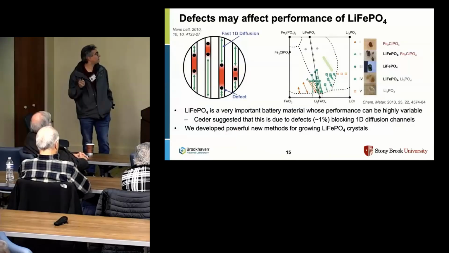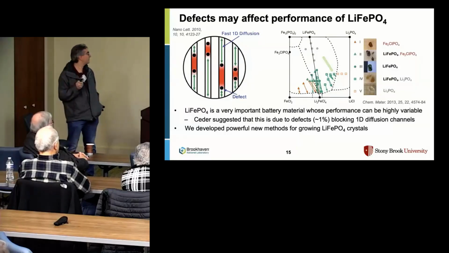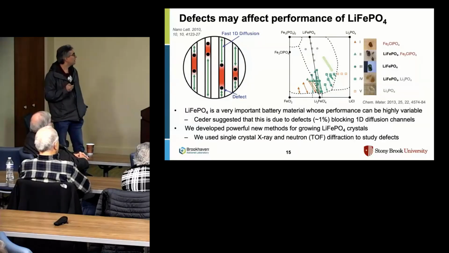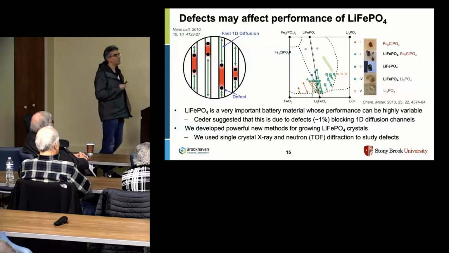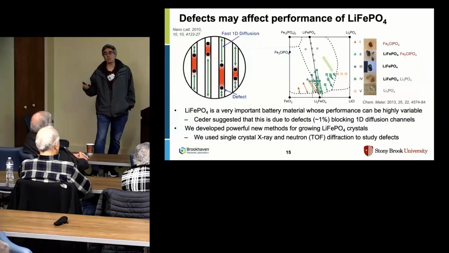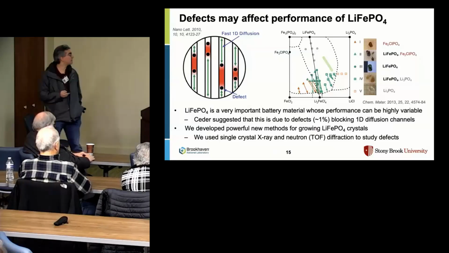heterogeneity in battery materials. So lithium iron phosphate was a hot battery material 10 years ago. It's still an important industrial material. And this material has one-dimensional fast diffusion channels. And there was some theory work by Sater that suggests that 1% defects, 0.1%, 0.01% can very strongly affect the rate at which lithiums conduct and the performance of the material.